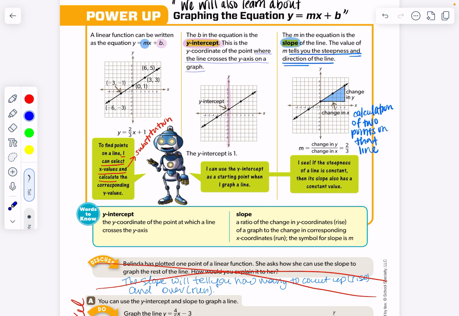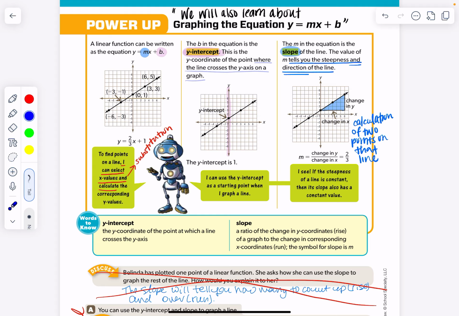Then from there, we are going to talk about graphing the equation y equals mx plus b. So it tells us that a linear function can be written as the equation y equals mx plus b. And to find points on a line, you can select x values and calculate the corresponding y values. So once we are given an equation, we can go ahead and plug in a number for x in order for us to find our y and then plot our point, right?